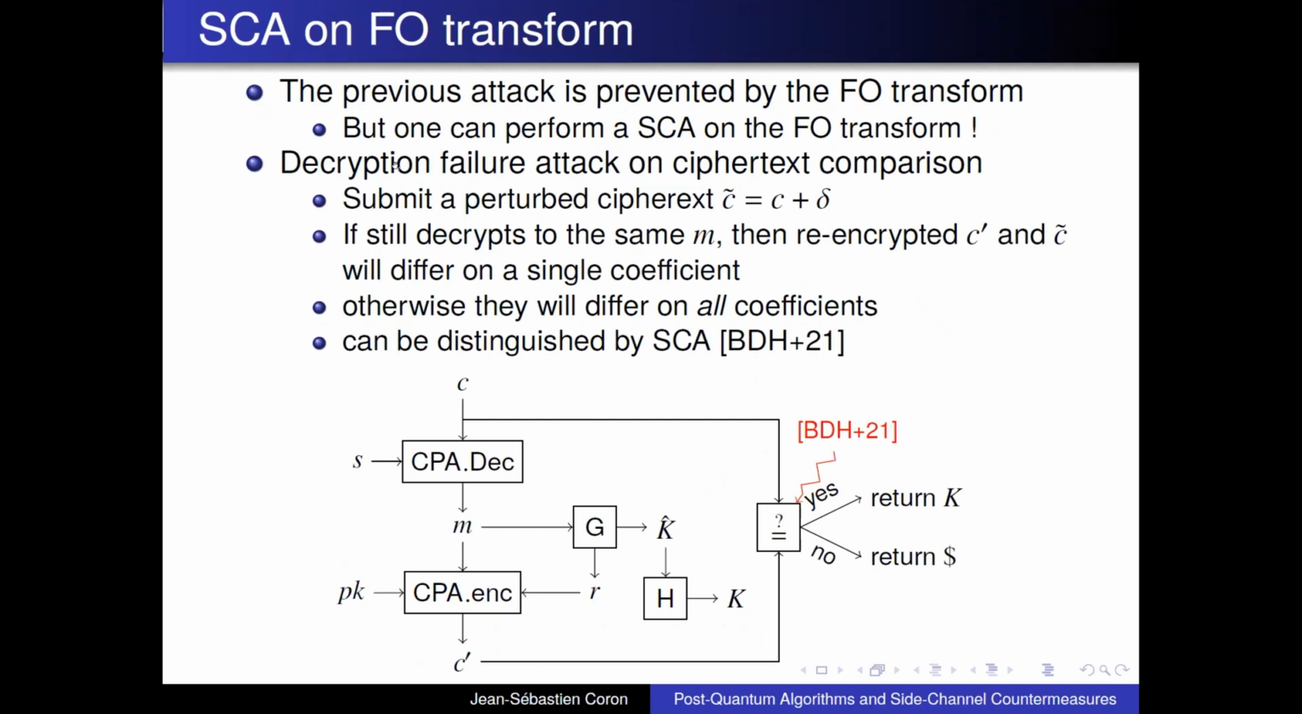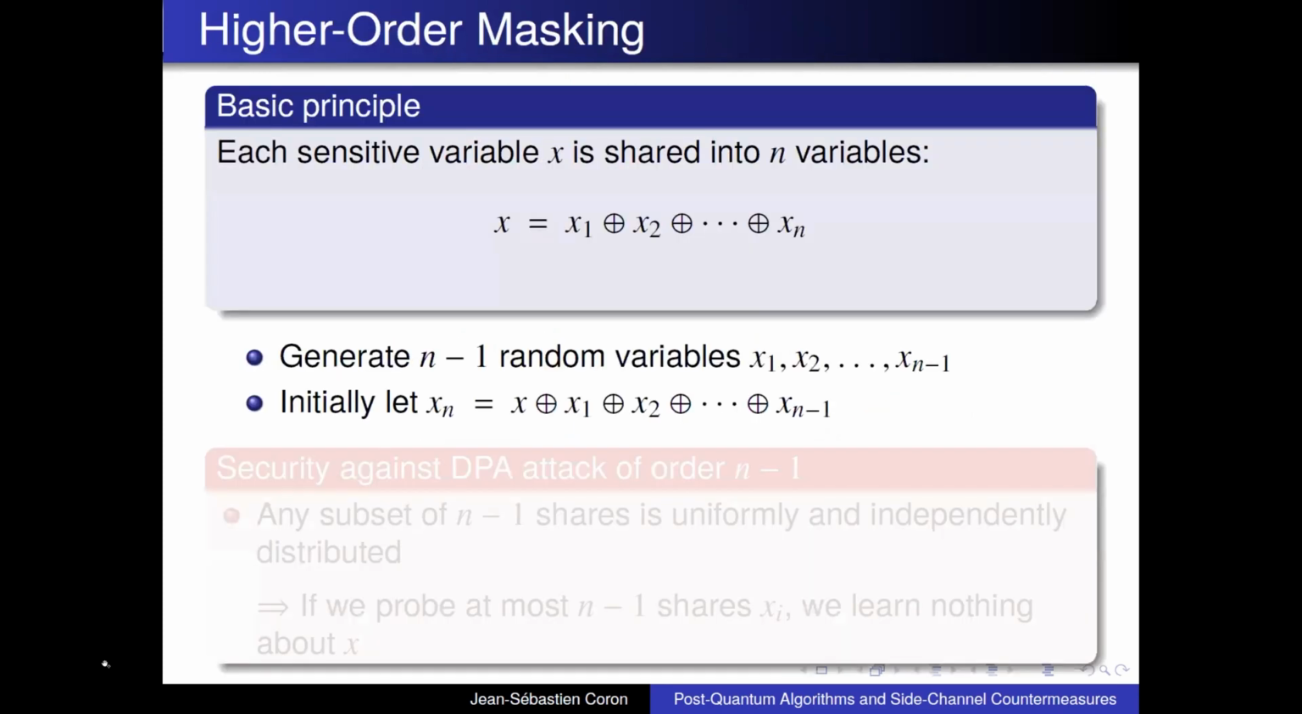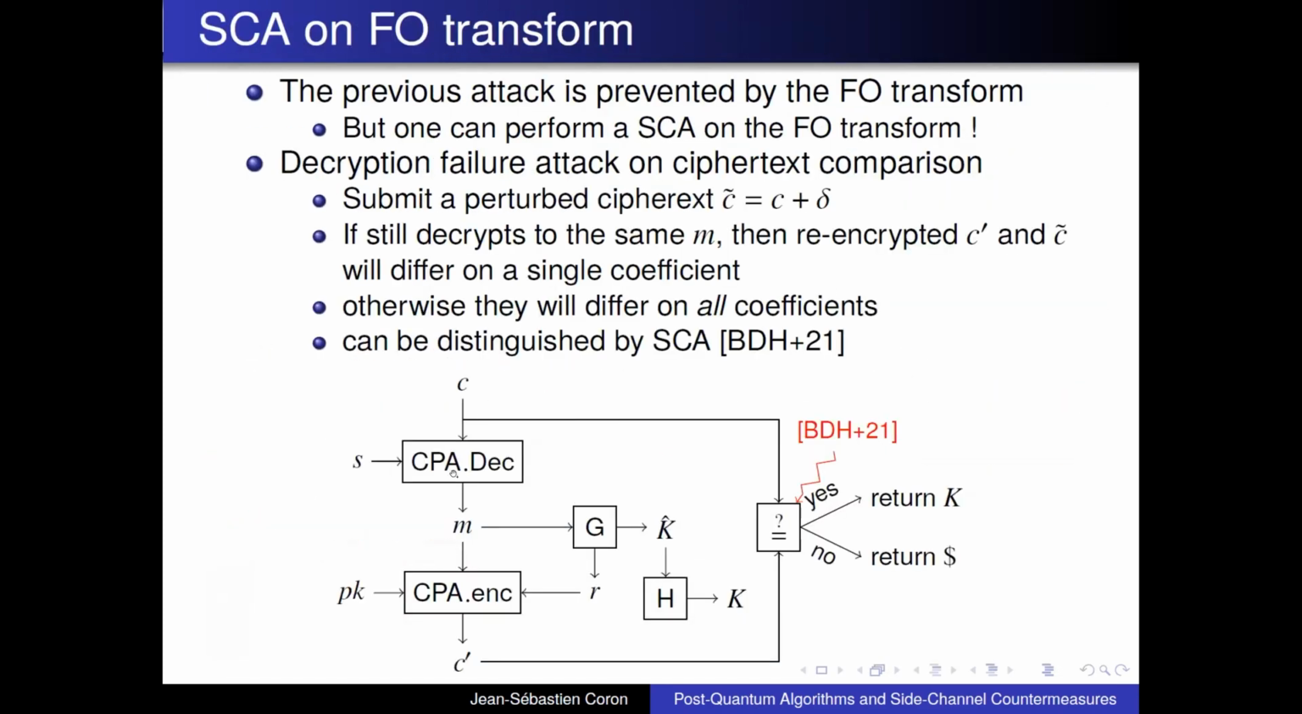So how does it work? We still submit a perturbed ciphertext C tilde, C plus delta, and then we expect that if the delta is small, it's going to decrypt to the same message. Which means that it's going to re-encrypt into a ciphertext C prime, which is almost the same as C tilde, except for the small perturbation delta. And so we expect that there is only one coefficient which is going to be different. Otherwise, if delta is much larger, then it's going to decrypt to a completely different message M. And so in that case, all the coefficients of the two polynomials, C prime and C tilde, will be different.